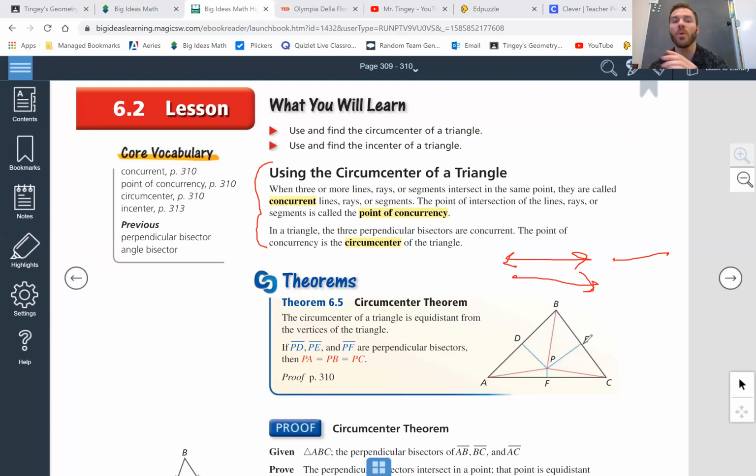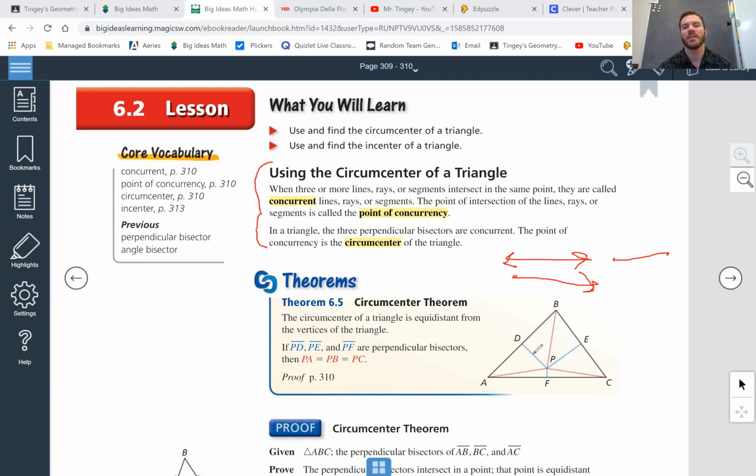So when you have 3 or more of those intersecting at the same point, they are called concurrent. All of those lines, this one, this one, this one, they all come into that point. That means all those lines are concurrent. And the point of intersection of the lines, rays, or segments is called the point of concurrency.